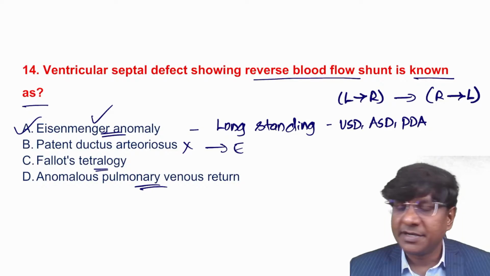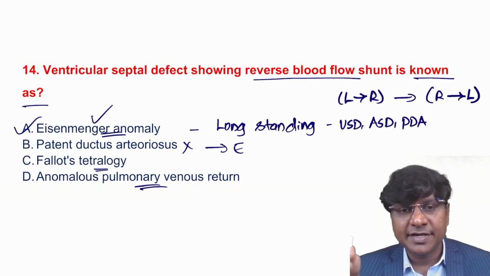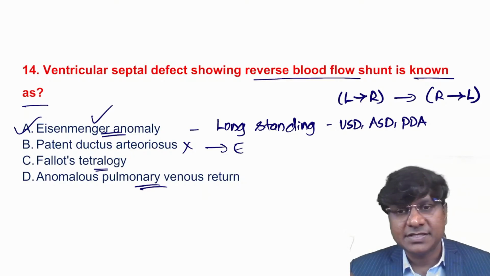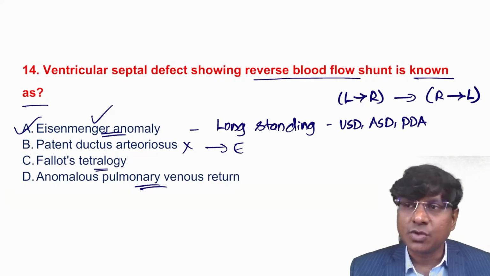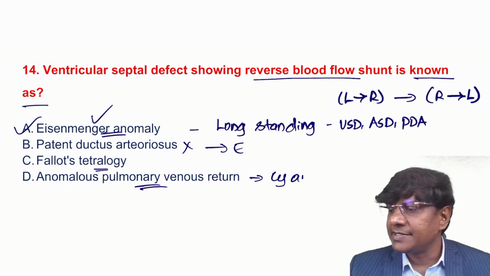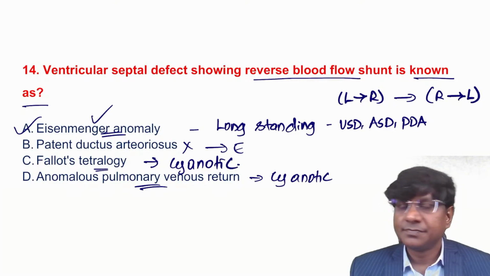And anomalous pulmonary venous connection. What is anomalous pulmonary venous connection? Pulmonary veins normally drain the blood into the left atria. But if the pulmonary veins drain into the right atria instead, that is called anomalous pulmonary venous connection. And this is also a cyanotic congenital heart disease, and even tetralogy of Fallot is also a cyanotic congenital heart disease, right?